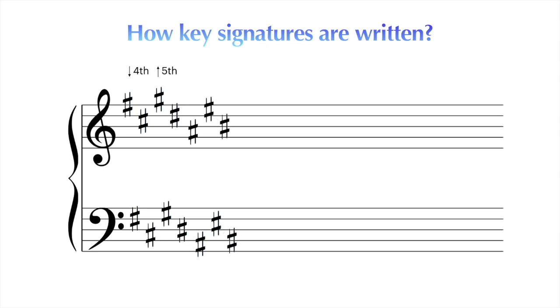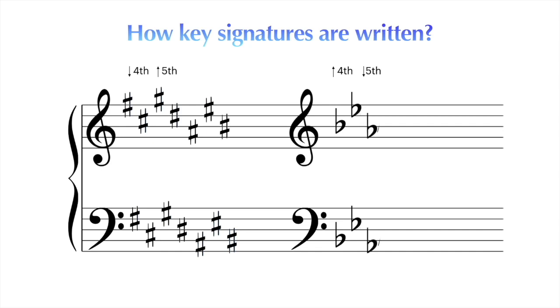How about flat keys? The rule is similar, but up a fourth and down a fifth instead. The first flat is on B, then up a fourth to get E, down a fifth to get A, up to get D, down to get G, up and get C, and down to get F. It is quite easy, isn't it? But I suggest practicing more on writing the key signatures so we will be very familiar with the 2 rules for sharp and flat keys.